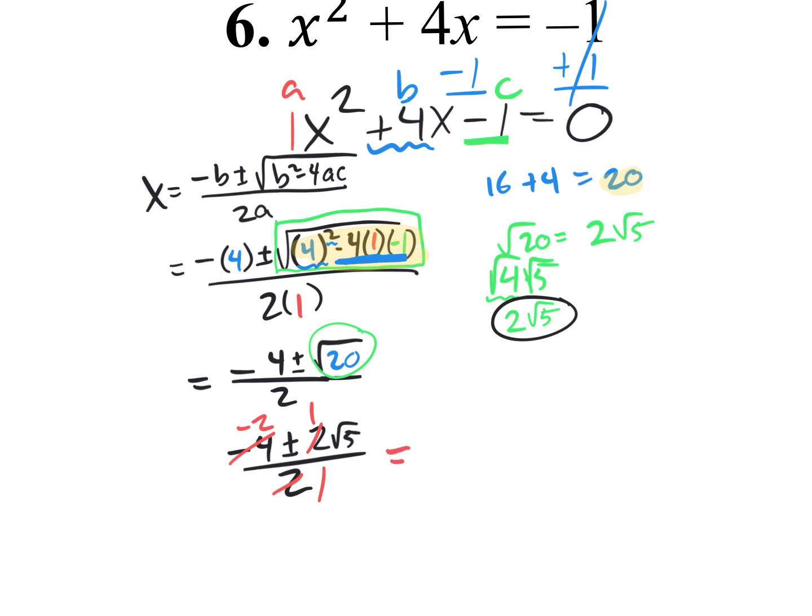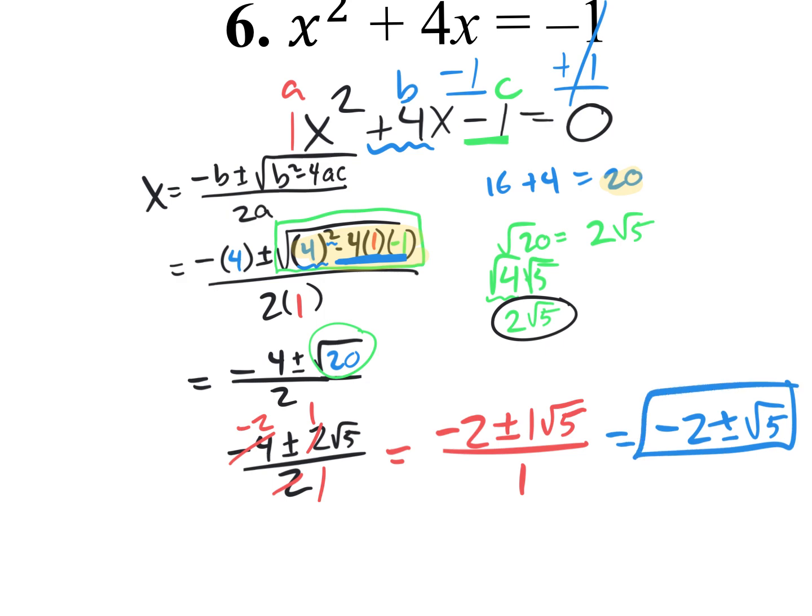In other words, this is what I have, negative 2 plus or minus. I'm going to write the 1 just for fun right here. And then divided by 1. Now, obviously, we don't need a 1 right here, and we don't need the divided by 1. That makes no sense. So what you're going to see on the multiple choice answers, if this were on the final exam, is negative 2 plus or minus square root of 5. That's it. Okay?